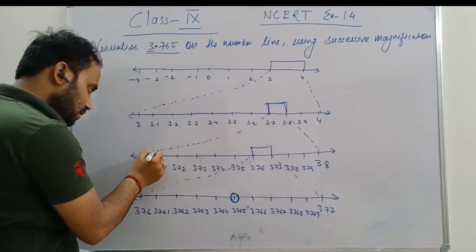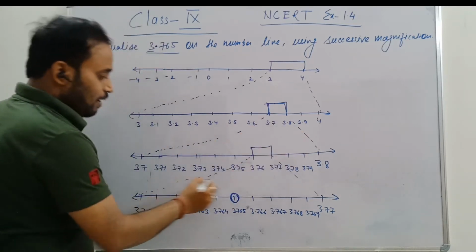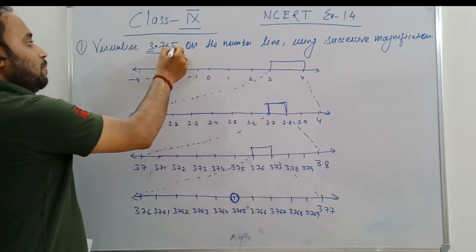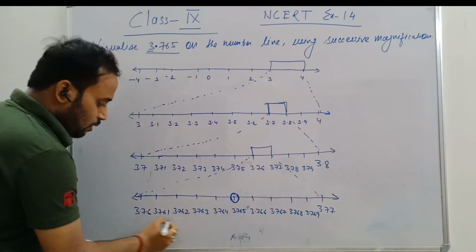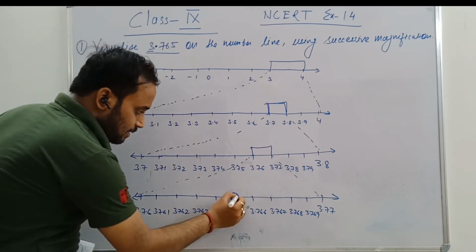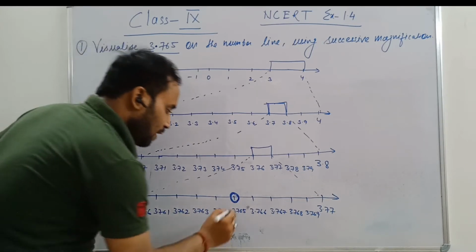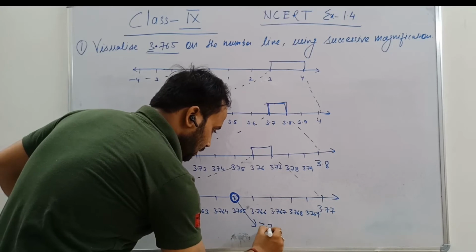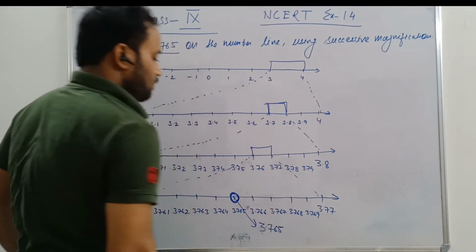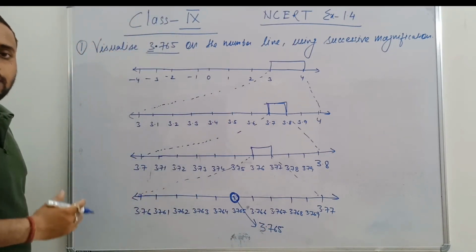Just magnify it; again we divide into 10 parts. Now lastly we have to magnify 3.765. So you divide into 10 parts, and 3.765 is magnified here. Just here you have to write 3.765. I hope this one is clear to you.